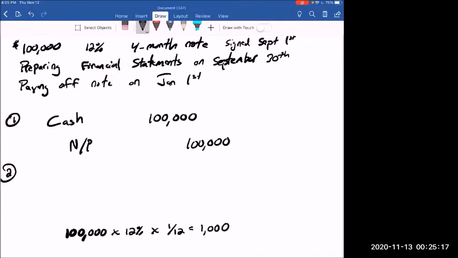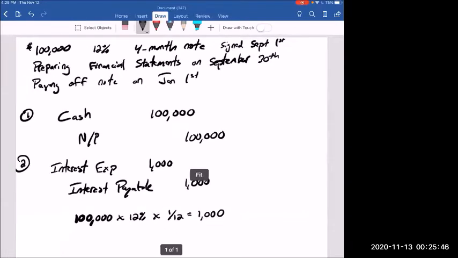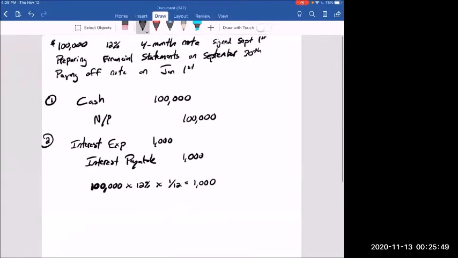Okay, so just the same entry as the other one is to say that I have interest expense for that 1 month. Remember, the matching principle says I have to record this in the proper period. And so in order to do that for my September statements, I want to show that interest expense for September of 1,000. Okay, so that's the accrual of the interest for the 1 month.